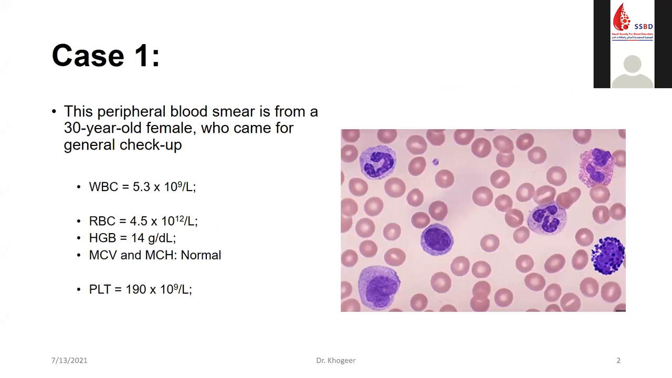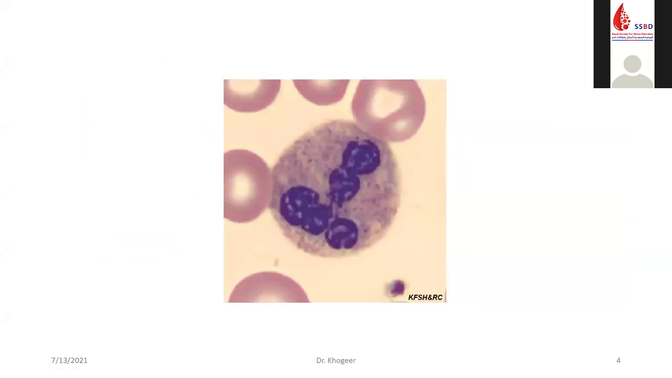This is a peripheral blood smear from a 30-year-old female who came for a general checkup. As you can see here, her laboratory data shows a normal CBC, but let's identify the cells shown in this image. These cells are a neutrophil, this is an eosinophil, this one a basophil, this one a monocyte, and this one a lymphocyte. The segmented neutrophil is the mature cell of the myeloid series that constitutes 40% to 70% of the white blood cells, of course, in the peripheral blood.